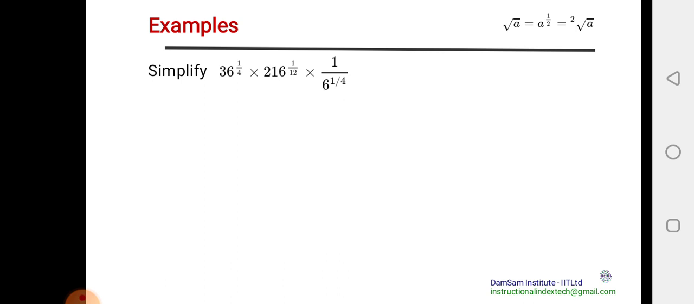So we want to simplify that, and this 36 can be expressed as 6 raised to power 2, into power of 1 over 4, times 6 raised to power 3. 216 is 6 raised to power 3, that is 6 times 6 times 6, into power of 1 over 12, times 6 raised to power negative 1 over 4, being the fact that we have it at 1 over 6 raised to power 4. So this is an application of the previous law we just treated, that we can express it as 6 raised to power negative 1 over 4.